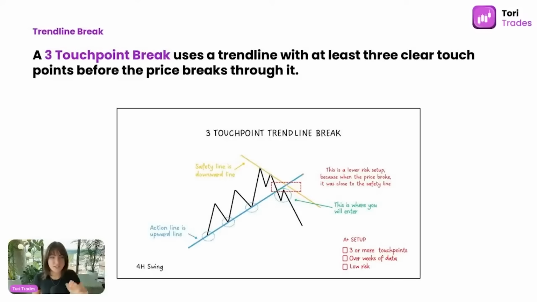We've got something called a 3 touch point trend line break. Same system, same setup, same criteria. We've got an action line and a safety line. We've got a high risk and a low risk setup. Amazing. You guys are following along. But now we want to know something a little bit more.